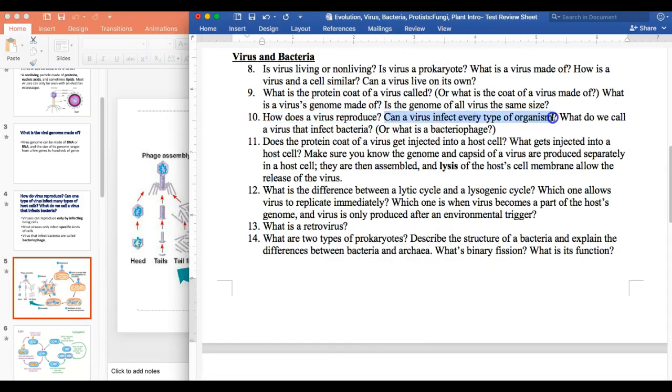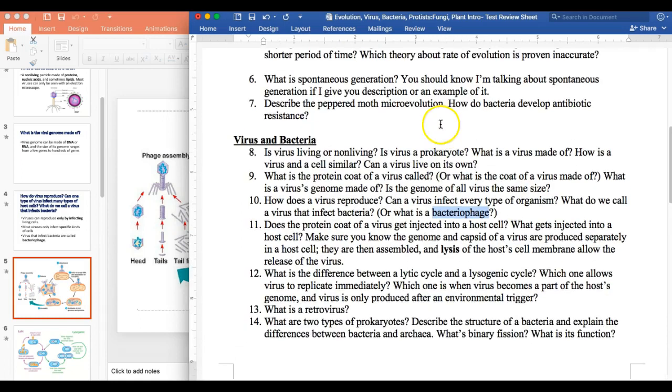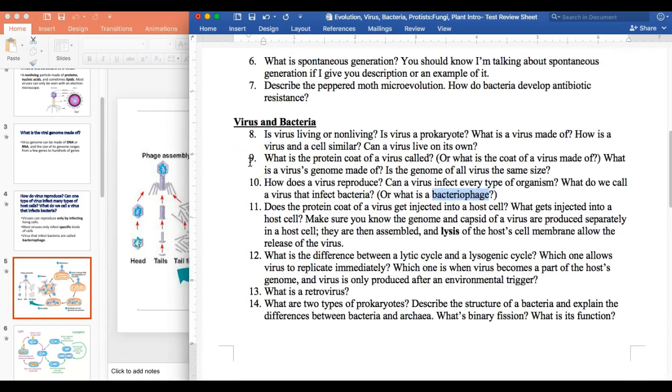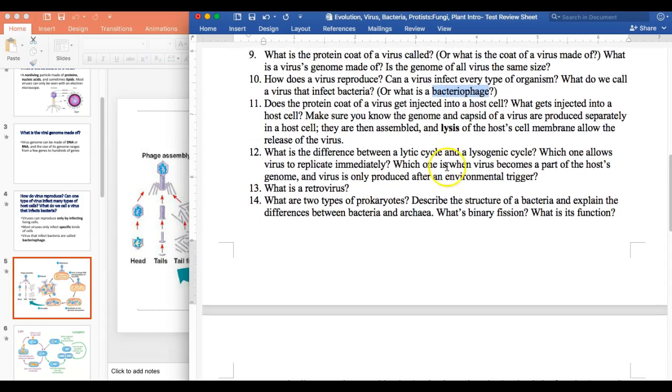Can a virus infect every type of organism? No, a virus is specific for its host. What do we call a virus that infects a bacteria? It's called a bacteriophage. A phage is kind of like eating, so bacteriophage is bacteria eating, bacteria infecting. A bacteriophage is a virus. Make sure you know a bacteriophage is not a bacteria. We're still talking about a virus, but it's a virus that infects bacteria. For this test, we're talking about all different kinds of organisms, so make sure you don't get confused about what these words mean. Bacteriophage, for example, might get you a little confused.